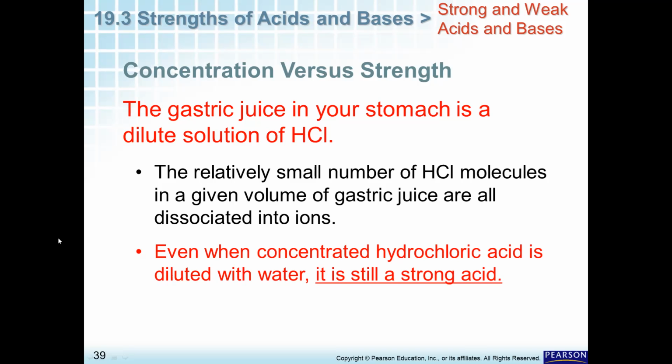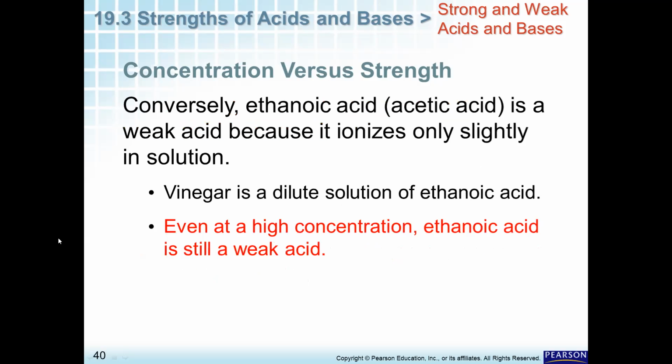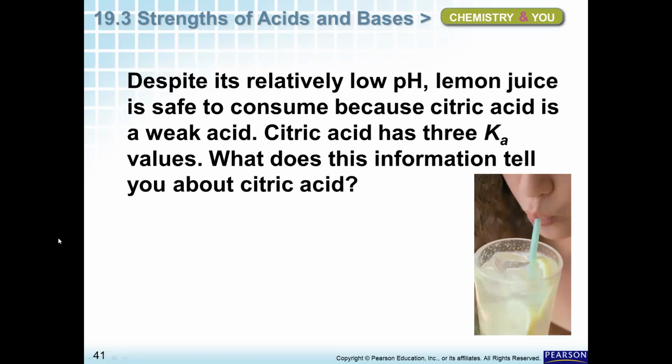But when the acid goes back into your esophagus up to your throat, that will hurt, because that is not made to work with strong acids like that. So anyway, the gastric juice in your stomach is a dilute solution of hydrochloric acid. Even when concentrated hydrochloric acid is diluted with water, it is still considered a strong acid. That's the point here. And even with high concentration, ethanoic acid is still weak.